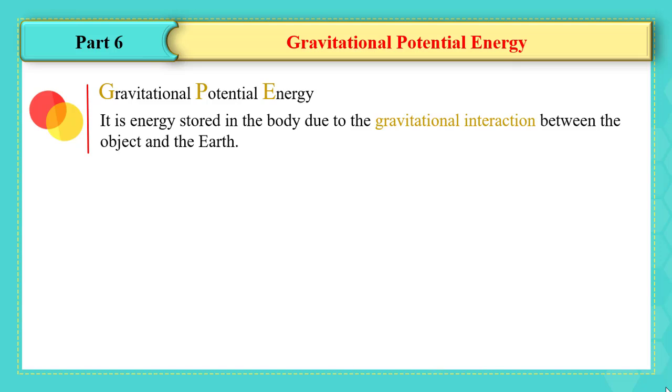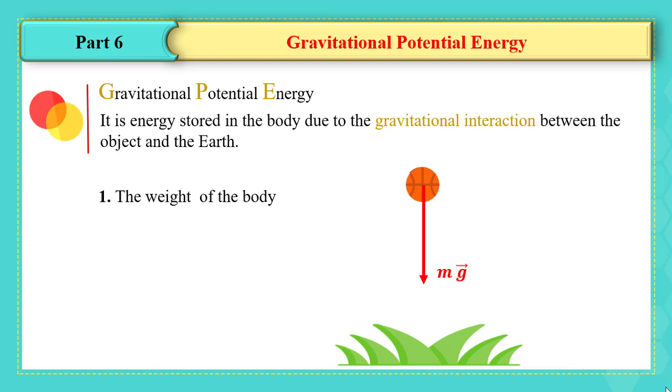The gravitational potential energy of a body depends on the following two factors: the weight of the body, as when an object falls toward the Earth, the Earth exerts a gravitational force mg on the object, with the direction of the force being the same as the direction of the object's motion. The gravitational force does work on the object and thereby increases the object's kinetic energy. The other factor is the height above a given reference.